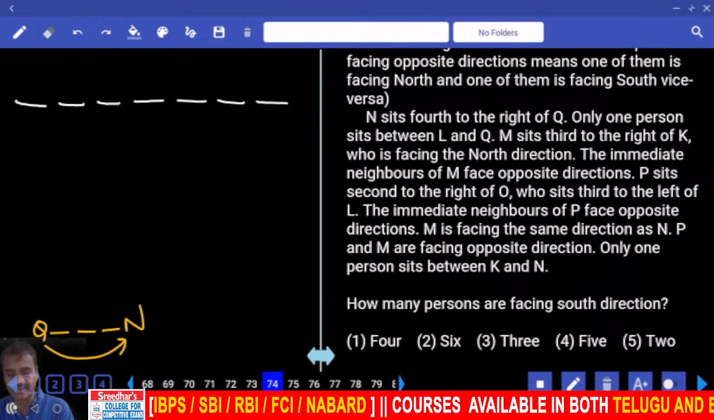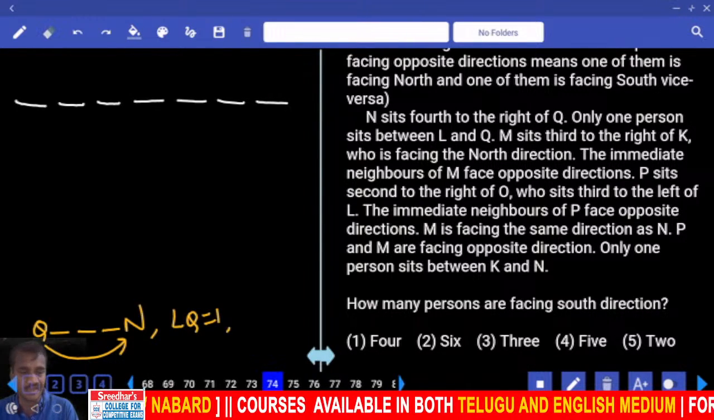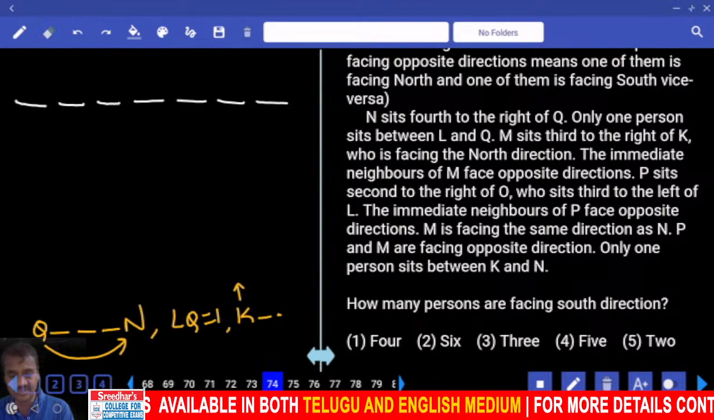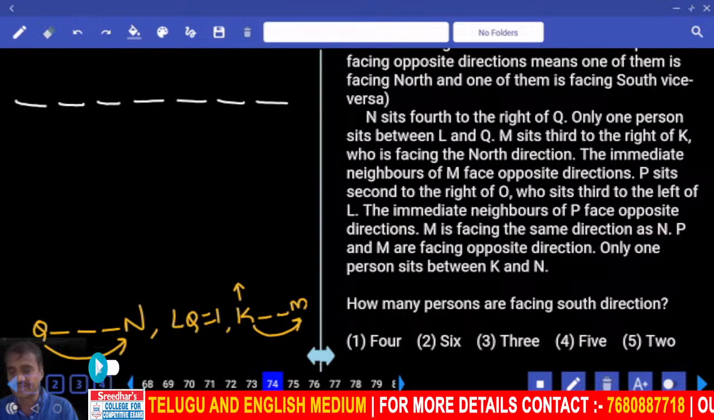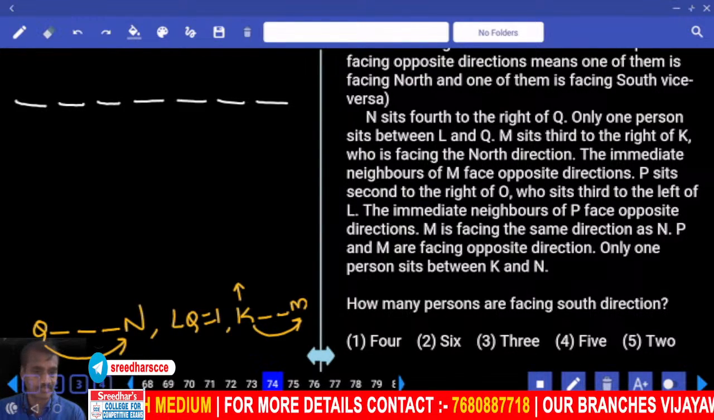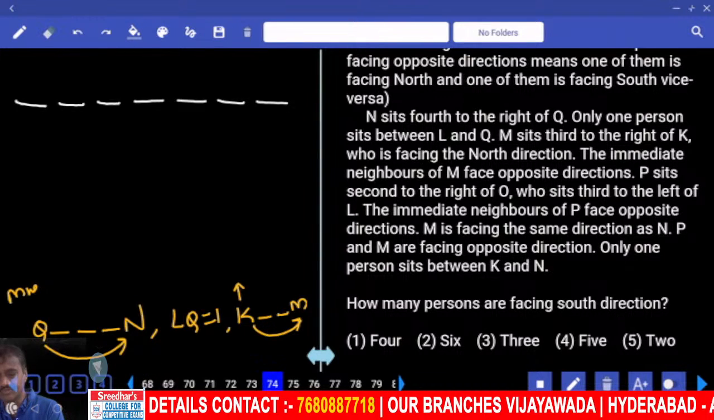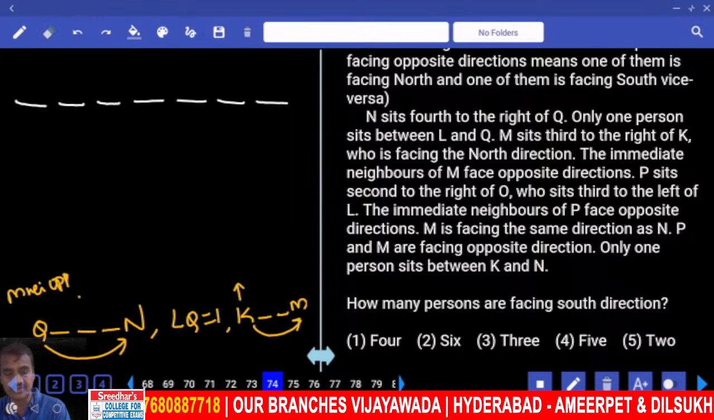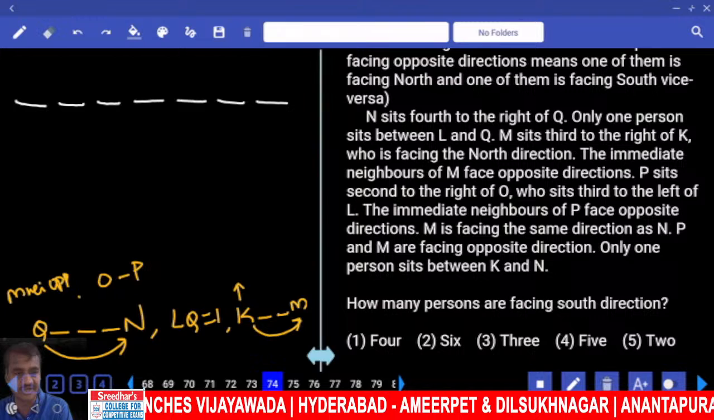Then only one person between L and Q. L and Q, there is exactly one person. M sits 3rd to the right of K. Now K is here and M is seated 3rd to the right of K. K is facing towards north. The immediate neighbors of M face opposite. M's neighbors, opposite direction. And P sits second to the right of O. O is here.